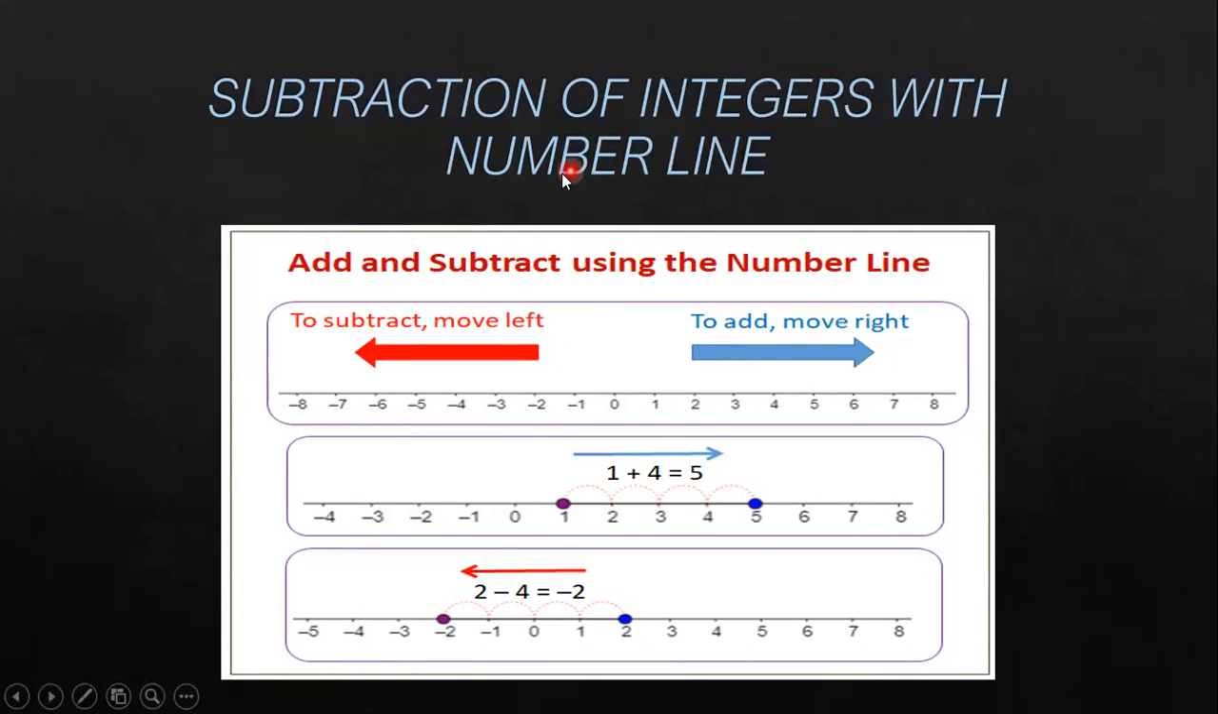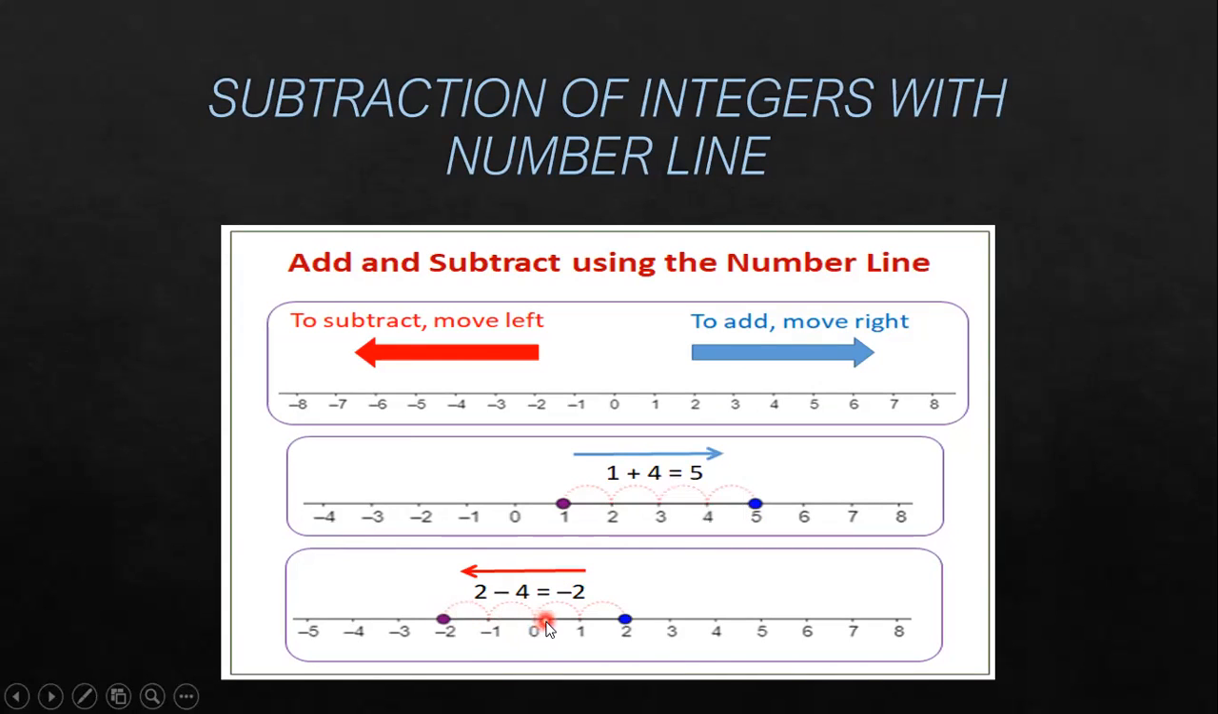That was addition. Now let us see subtraction, how you will do it on the number line. Add and subtract using the number line. In the same way here also, positive numbers mean you should move to the right side, negative numbers mean you should move to the left side. 1 plus 4: first you take 1, both are positive numbers only, so you count 4: 1, 2, 3, 4. You will get 5. So 1 plus 4 is 5.